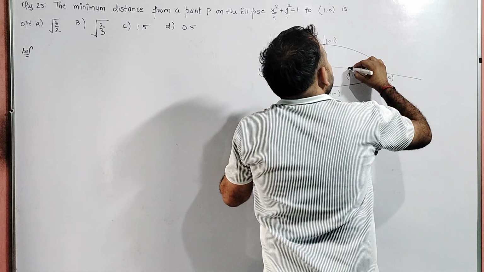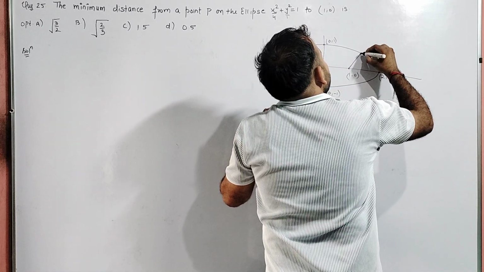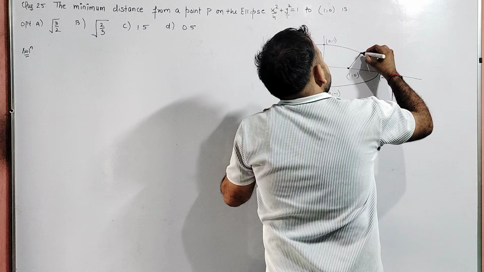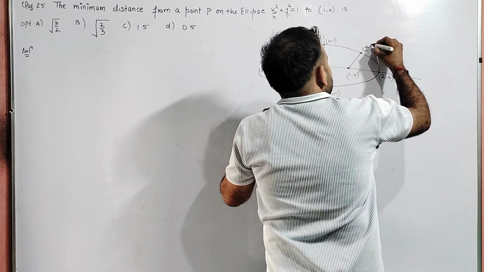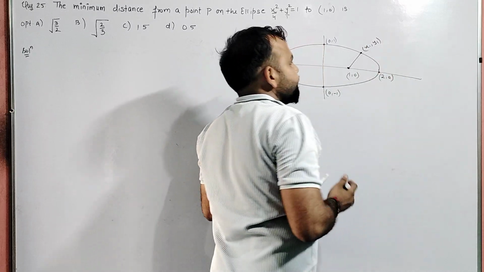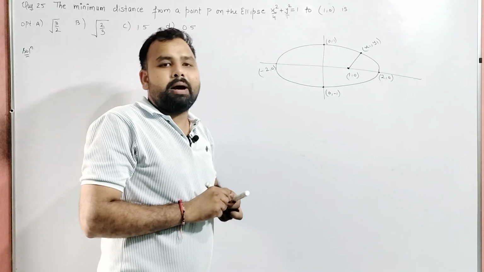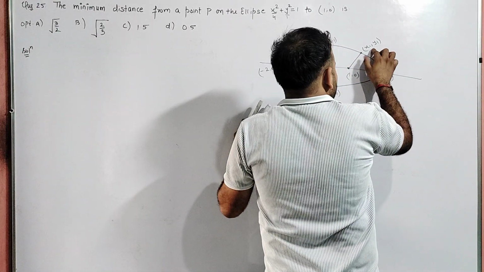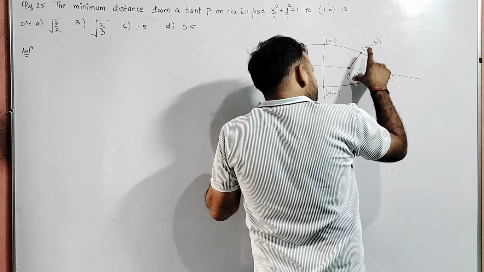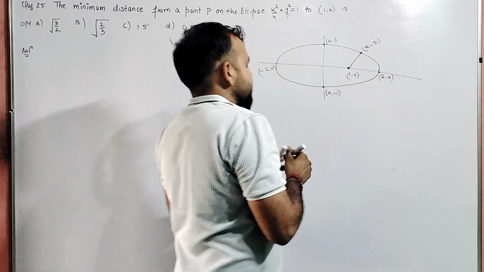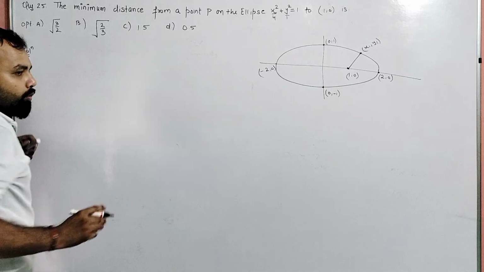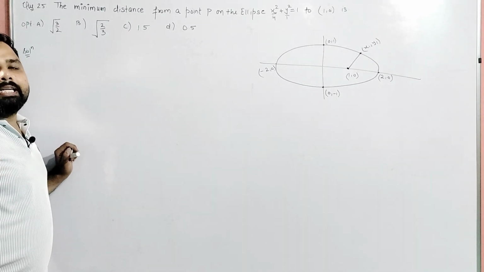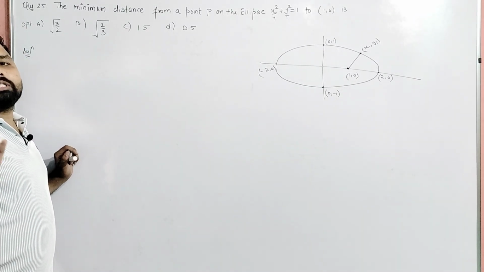Let us consider this is the shortest distance, this point and this point, and let us consider this point (x1, y1). This point (x1, y1) is on the ellipse, and it has minimum distance from this point. So student, we are going to use the derivative and concept of maxima and minima.